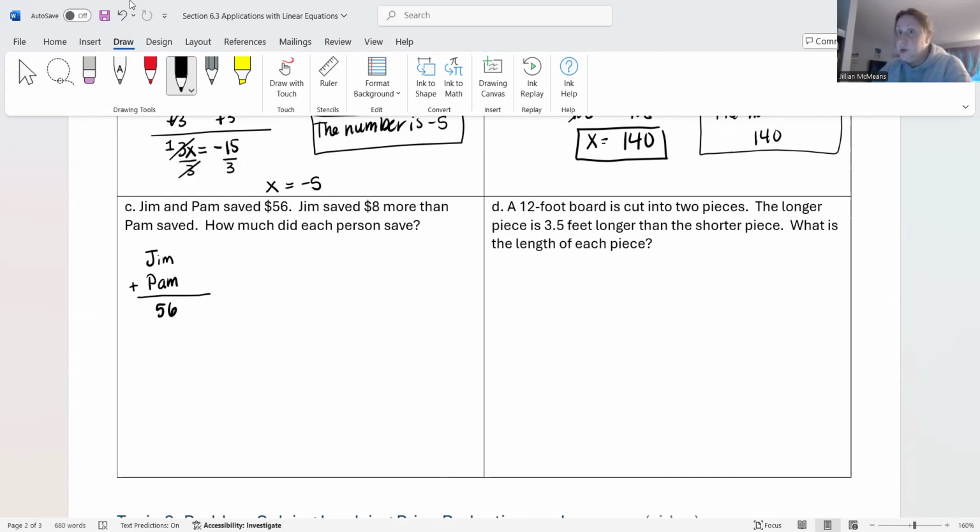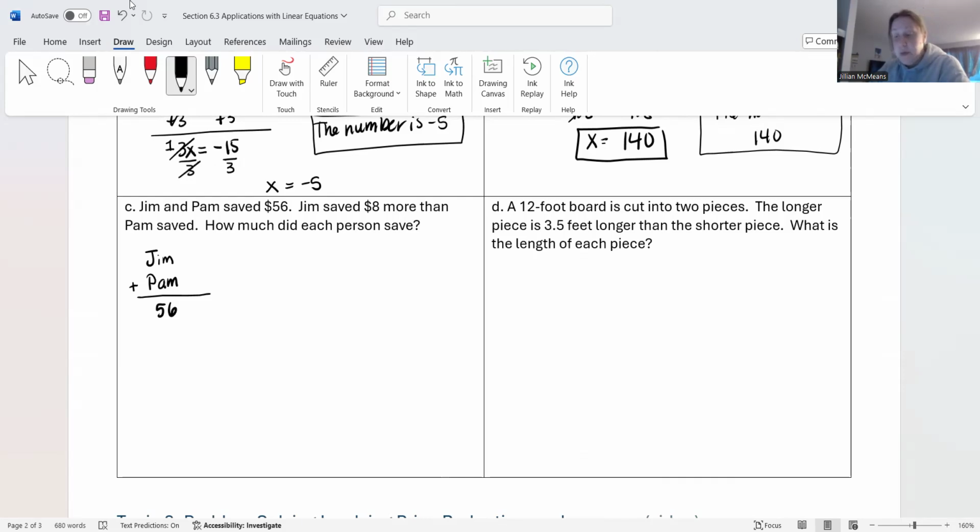Now we start doing the direct translation. And here's the tricky part. We have a goal. Our goal is to assign the variable to the unknown. At this point, we don't know how much Jim saved. We don't know how much Pam saved. So we kind of have two unknowns. But there's always going to be one thing that you know less about. Okay? So go back and look for a hint in the problem.